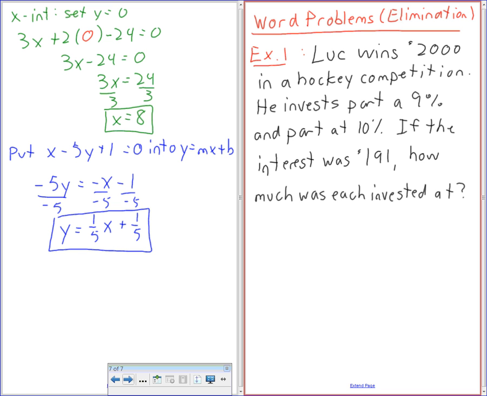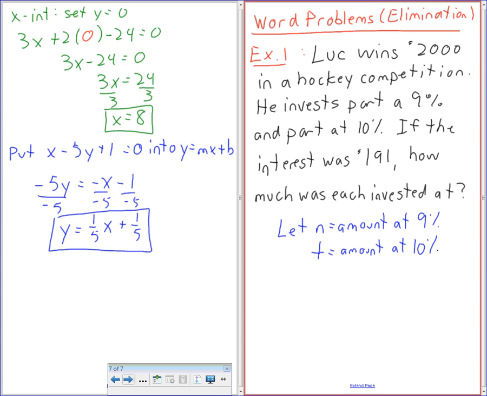Actually, I'll even help you out more than that. What are my two unknowns going to be in this case? What are the two unknowns here? Okay, so I'm going to say how much was each invested at. Part of it is going to be at 9%, part of it is going to be at 10%. So I'm going to say let n equal the amount at 9%, and t be the amount at 10%.